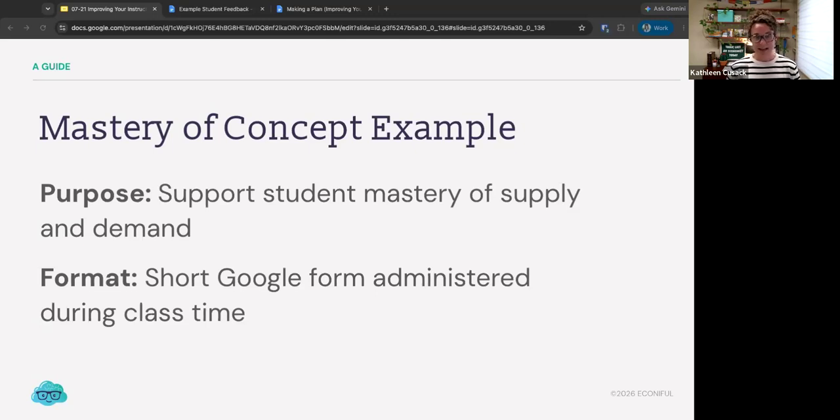Importantly, Megan decided to administer this form during class time. So one reason for that is she found when there were other feedback opportunities assigned for homework, very few students completed it. So she shifted to doing it in class, and then that sent a really clear message to her students. This is important enough for me to give up instruction minutes with you. I really value your input, so we're going to spend some of our time together doing this work.